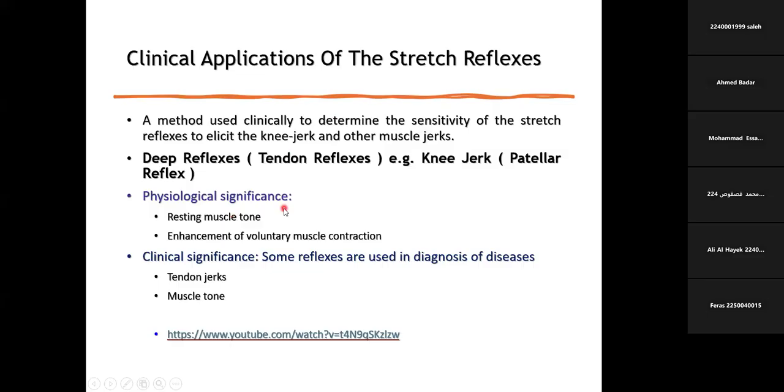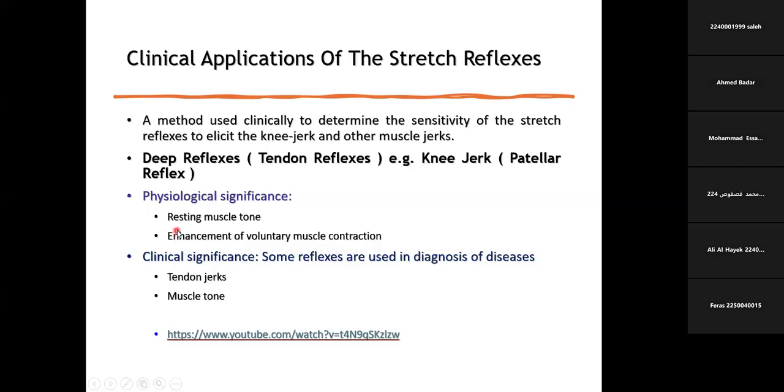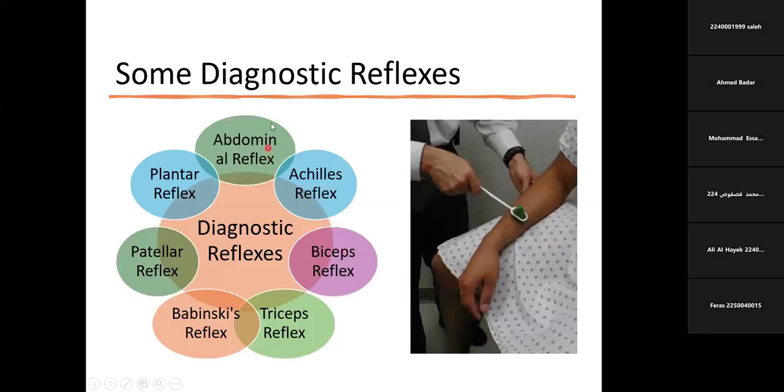Physiological significance, the same one, but in short, 2 lines. Reflexes help us in maintaining muscle tone, and they improve the quality of our voluntary muscle contraction. Do you know the names of some diagnostic reflexes which doctors use in neurology? And this is a percussion hammer.